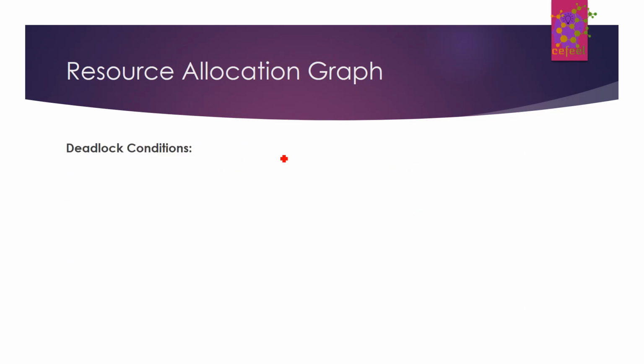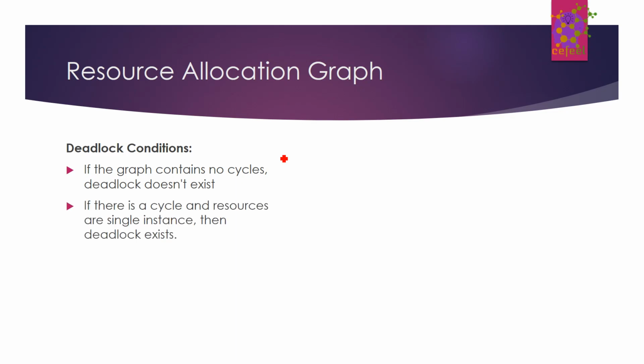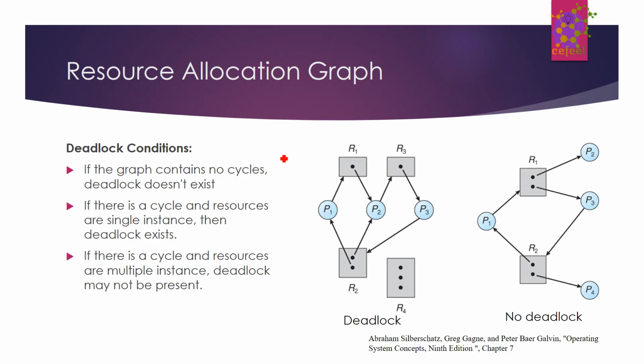Now how can we detect or check deadlock when we have a resource allocation graph? So here is the idea. The basic idea is to check for cycles in a graph. If the graph does not have a cycle, then deadlock doesn't exist. If there is a cycle, there might be a deadlock. In fact, if there is a cycle and resources are just single instance type, then we are sure deadlock exists. If there is a cycle and there are multi-instance resource types, there may be a deadlock. There may not be a deadlock.